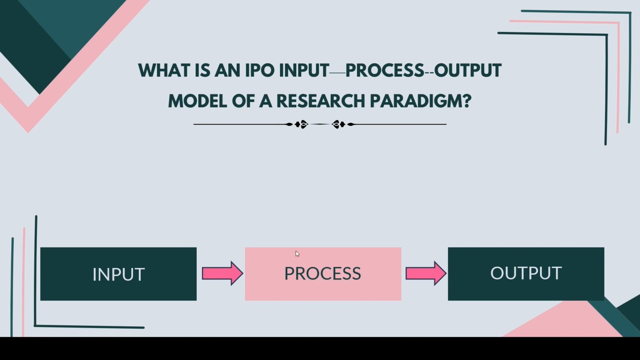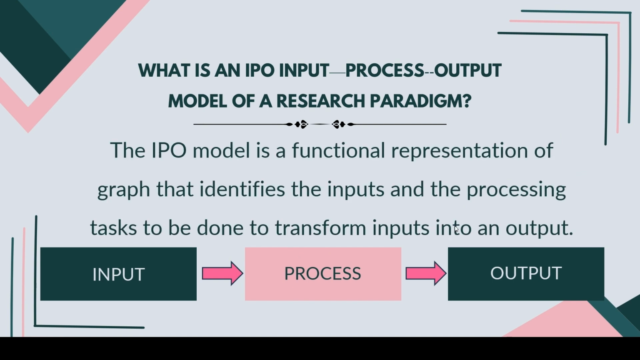Input, process, and output. The IPO model is a functional representation of graph that identifies the inputs and the processing tasks to be done to transform inputs into an output.